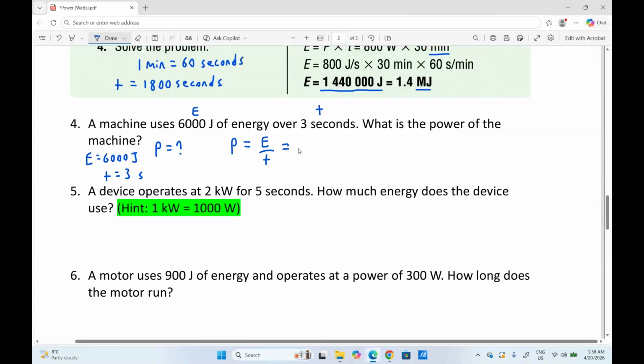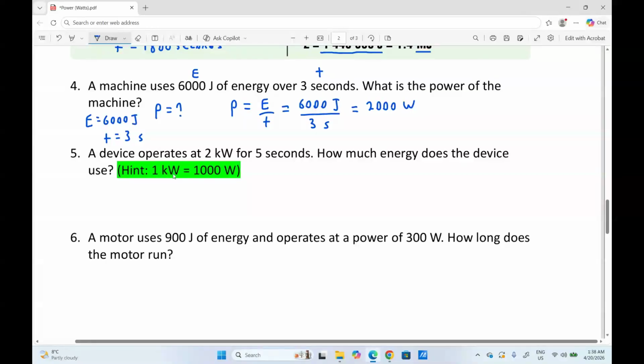Now, in this case here, energy would just be 6,000 joules, and I'm dividing it by 3 seconds. So 6,000 divided by 3 would just be 2,000. So my answer is just going to be 2,000 watts. That's my power. Now, looking at question 5, a device operates at 2 kilowatts for 5 seconds. So I have my power and I have my time. How much energy does the device use? So I'm looking for energy.